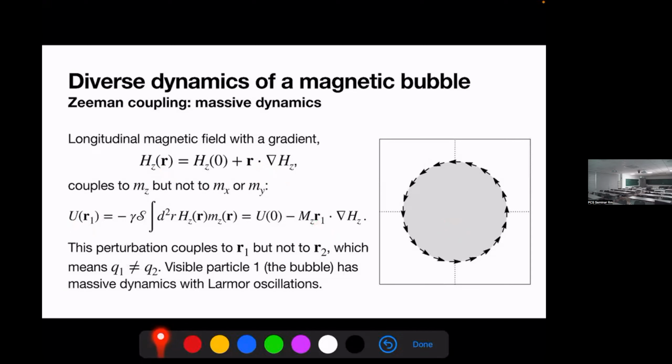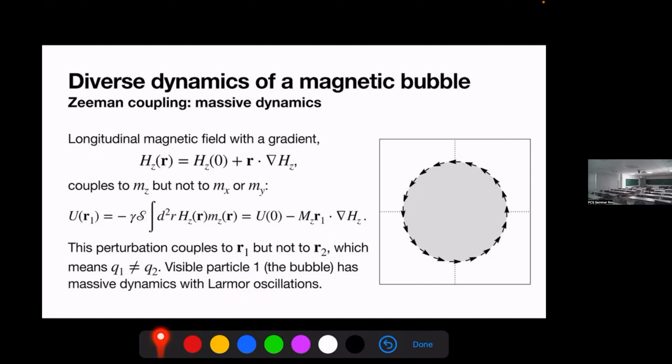You can see here that the potential energy only depends on R1, which is not a coincidence, since R2 comes from the transverse components of the magnetization. They don't couple to the field along the z direction, and therefore the potential energy only depends on R1. So particle R2 will have no knowledge about this external force, and that's equivalent to having Q1 non-zero and Q2 equal to 0. So the charges are unequal. The relative motion couples to this external field, and therefore the visible particle will have massive oscillations or Larmor oscillations, a hallmark of massive dynamics.